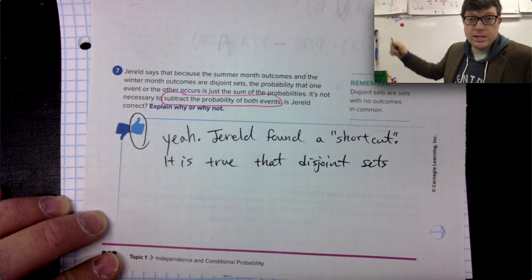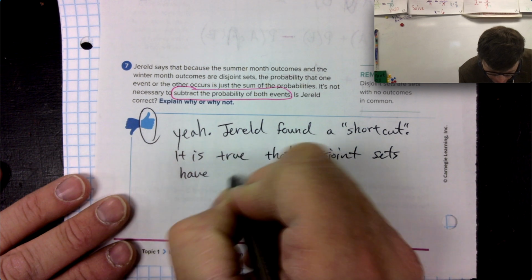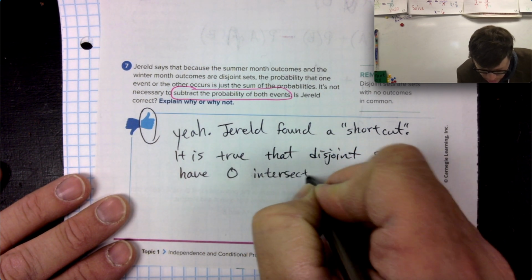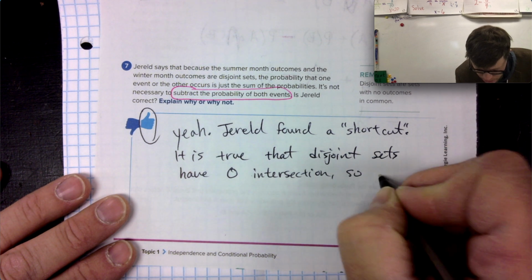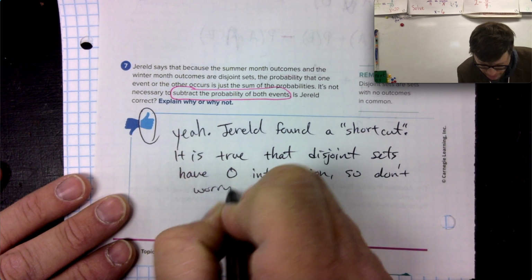It is true that disjoint sets have 0 intersection. So don't worry about subtracting it.